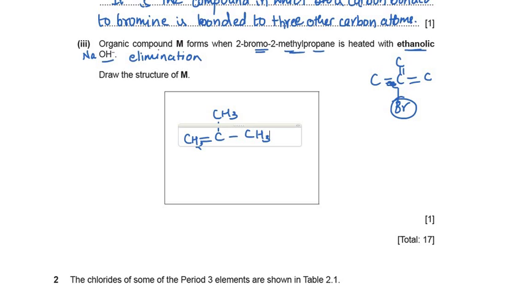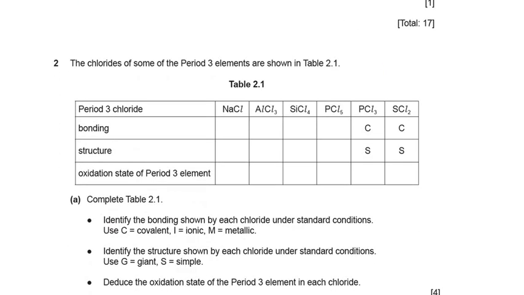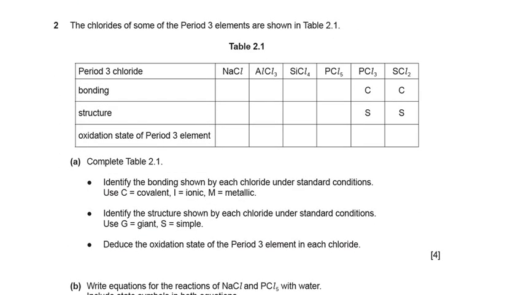Now here ends our question 1. Let's go ahead with question 2. Probably this is a question on periodicity. Question 2: the chlorides of some of the period 3 elements are shown in table 2.1, and here the period 3 chlorides are all given with some bonding structure and oxidation state of period 3 elements.